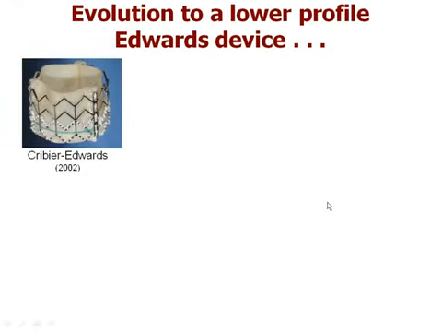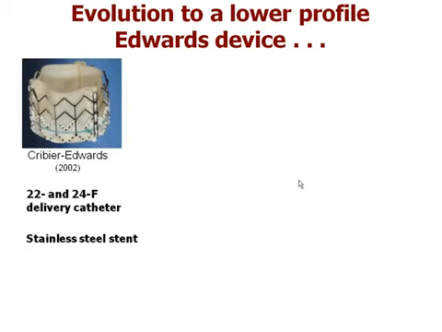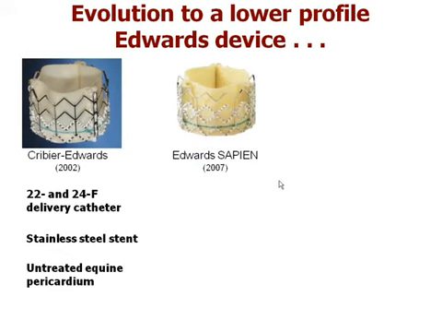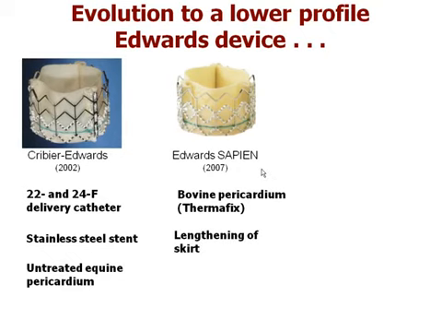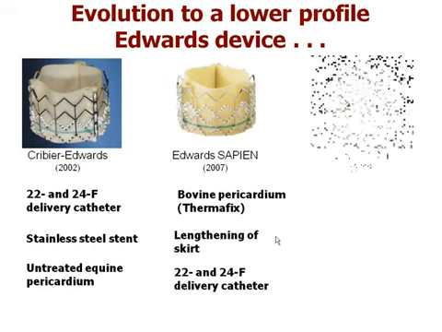If we look at the evolutionary changes of the Edwards device, the Cribier-Edwards was a 22 and 24 French delivery catheter, stainless steel stent with untreated equine pericardium. The Edwards Sapien had a bovine pericardium, which is now thermofixed for anti-calcification. There was lengthening of the skirt, and the device remained at 22 and 24 French.